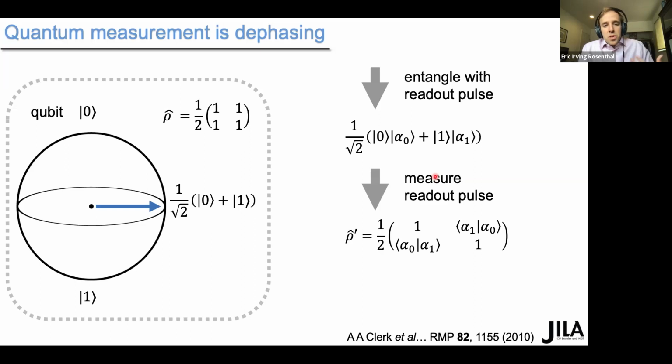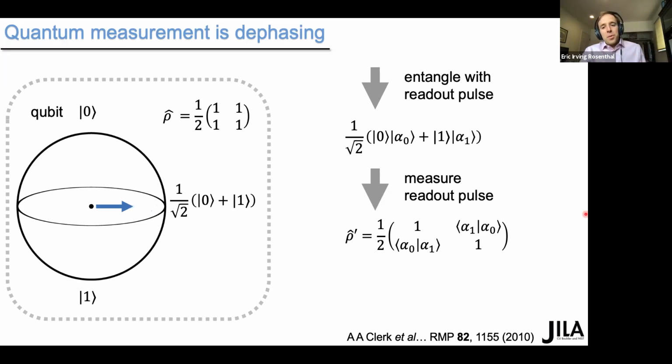Anyways, so using our amplifier, we then projectively measure the coherent state part of this joint state, which necessarily dephases the qubit. So the qubit density matrix after our measurement, rho prime, is written here, where the off-diagonal elements are now multiplied by the inner product of alpha 1 and alpha 0. And so if alpha 1 and alpha 0 are actually equal, say the vacuum state, so no readout pulse, then the qubit isn't dephased or even measured at all. That inner product is 1.